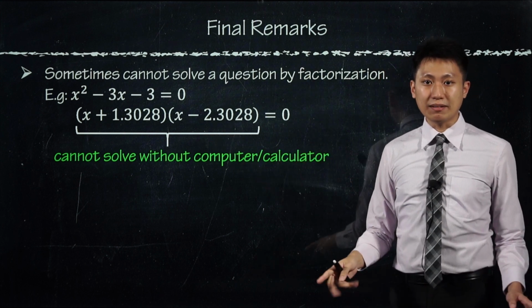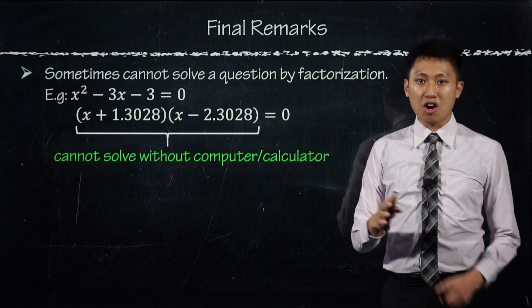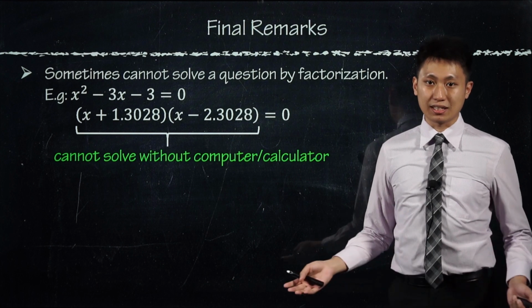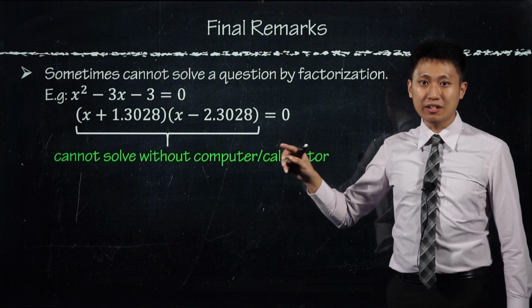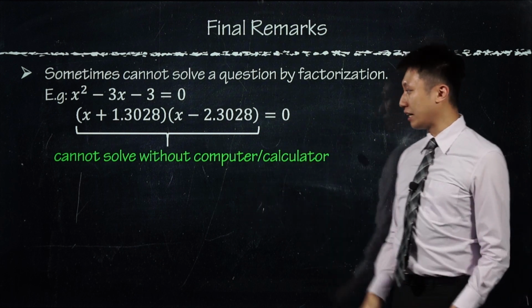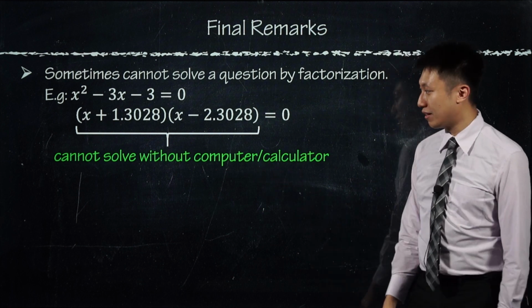So if in the exam there is a question that says find the answers to how many decimal places or how many significant figures, most likely the hint is don't use factorization, use the formula. So that's what I want to say here. This one cannot be solved without a computer or calculator.